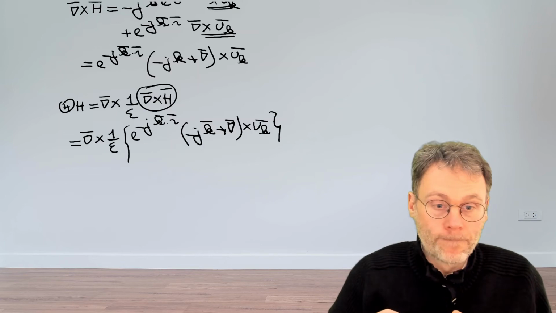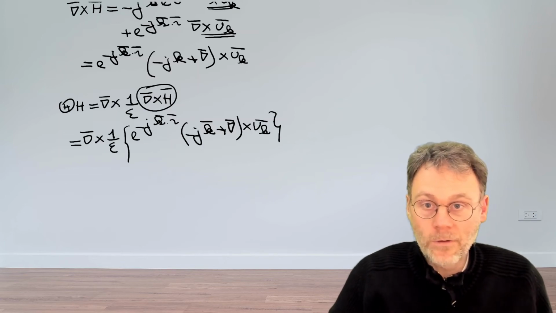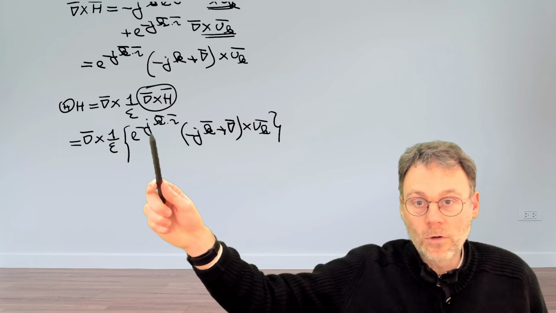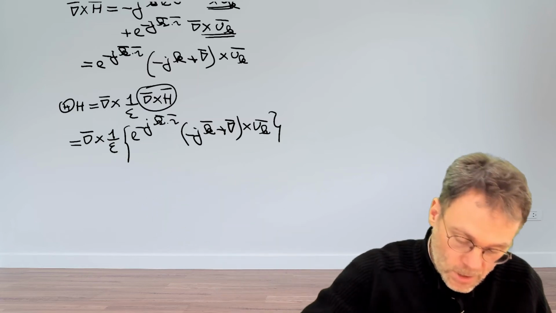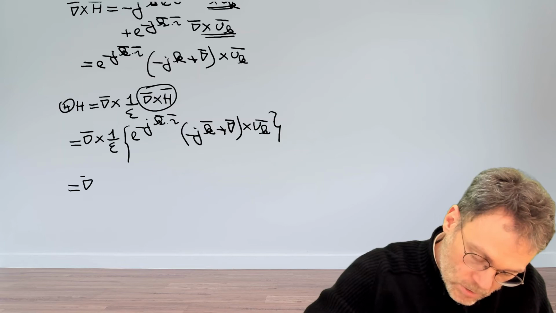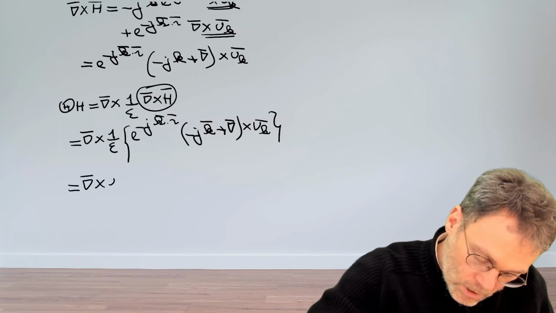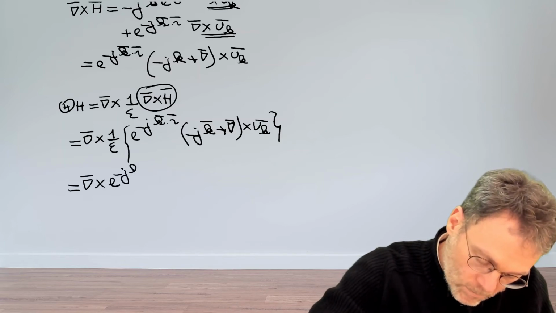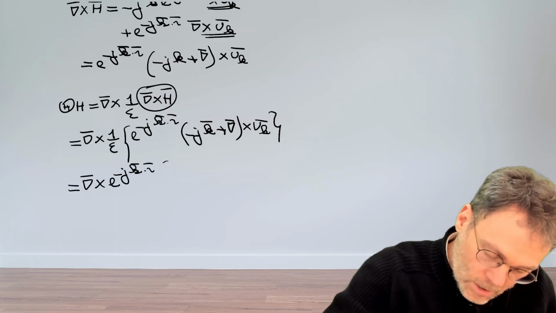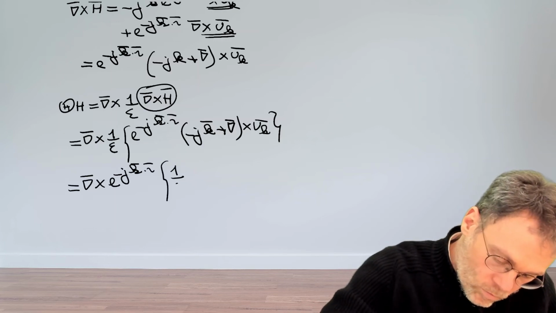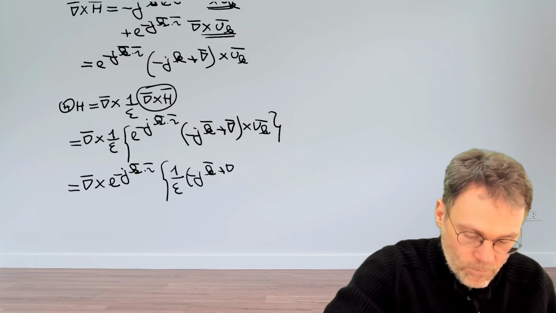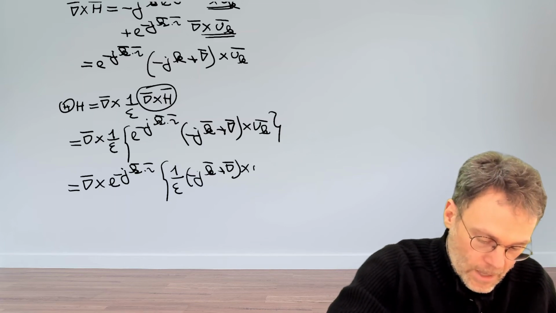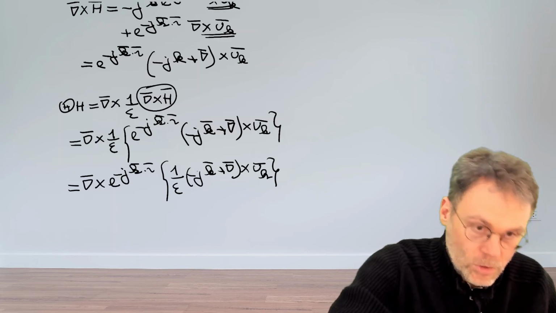Good. Let's now do a very difficult manipulation. Let's just swap the order of these two scalars here. So epsilon is a scalar and exponential minus jkr is also a scalar. So we can write this down as the curl of exponential minus jkr, and then we have here 1 over epsilon, minus jk plus nabla, cross uk.